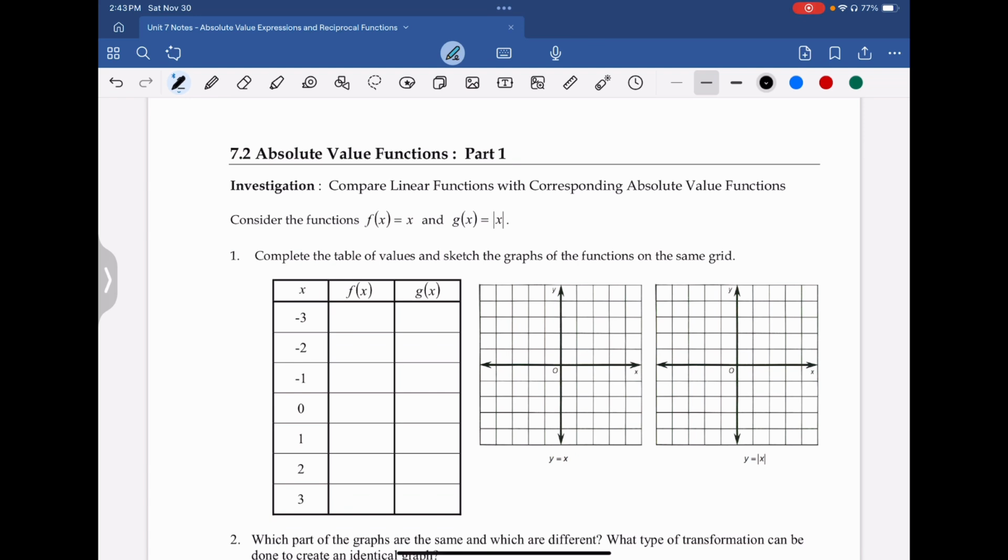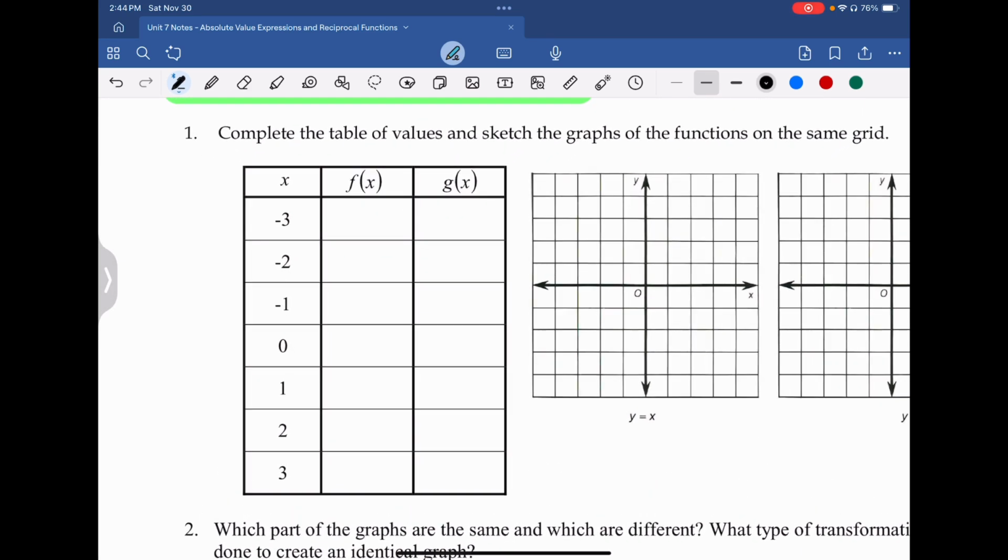So dealing with absolute value functions, we want to compare the following. We're going to deal with the function f of x just being x, or we could say y equals x, and then its absolute value function, which is g of x or y equals the absolute value of x. Now we want to see what happens to these graphs immediately when we plug in points of an original graph and the absolute value function. Let's consider the table of values below.